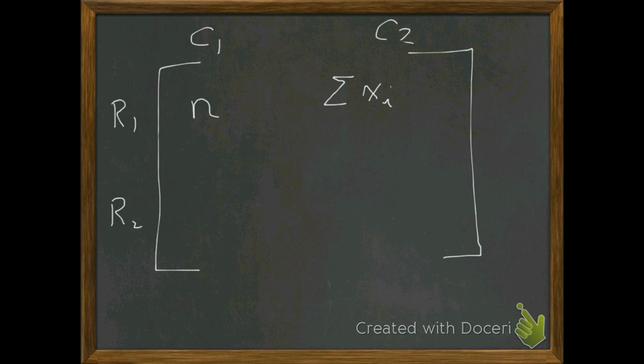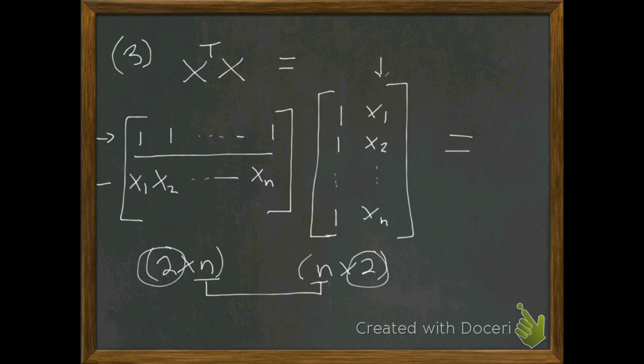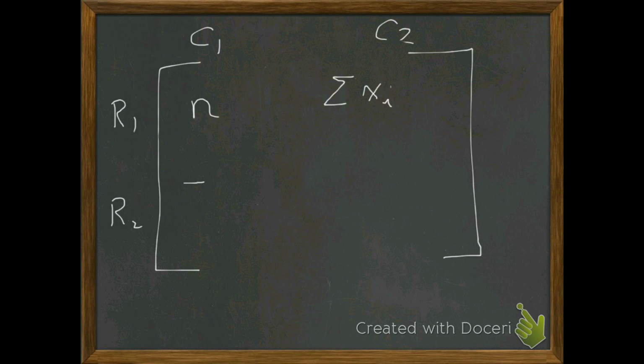The bottom left entry is going to be row 2, column 1. So now we're concentrating on row 2, column 1. Well, we get the same thing, don't we? We get x1 times 1 plus x2 times 1 dot dot dot xn times 1. So, guys, there's no doubt that we get the sum of our x sub i's again.